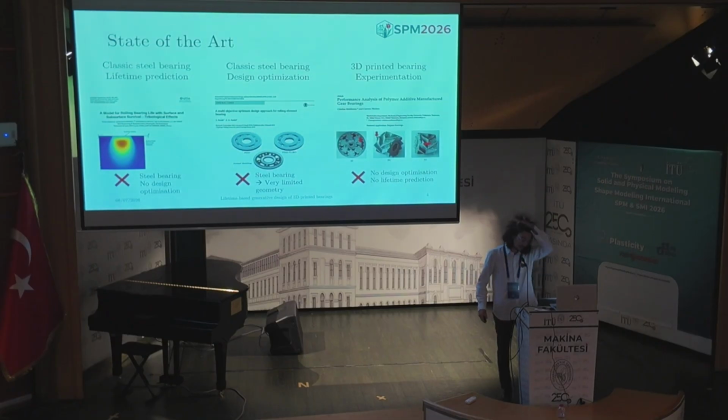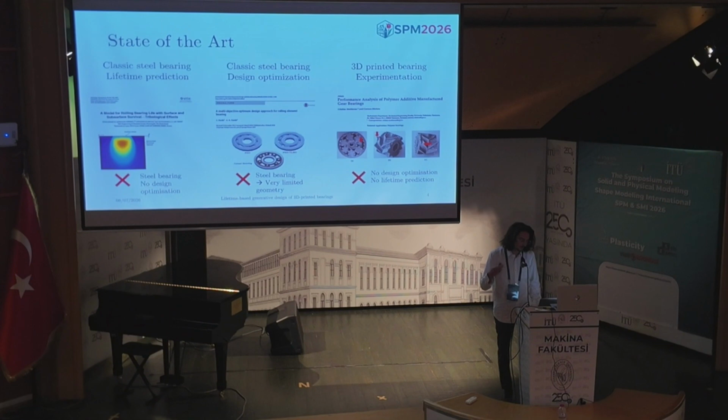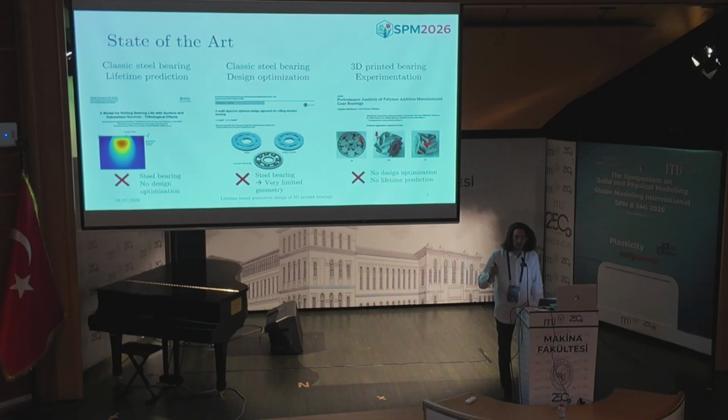For the state of the art in the literature, there are a lot of papers on classic steel bearing lifetime prediction. Of course, this is a really studied field, for a long time. It studies the lifetime prediction of standard components like bearings, but it is always still a standard bearing. There is no design optimization. I mean that the geometry of the bearing is really standard and always the same. So the lifetime is really predictable, which is really different when we 3D print it.